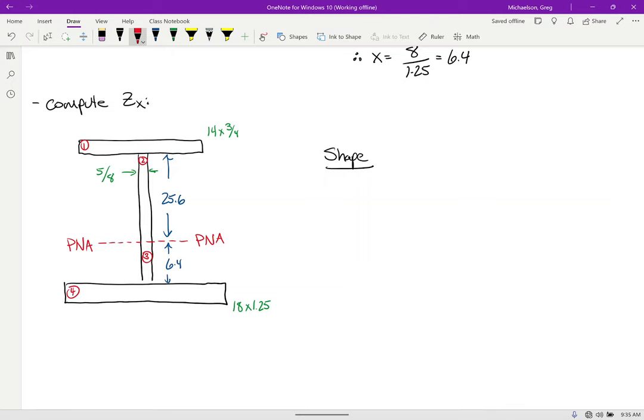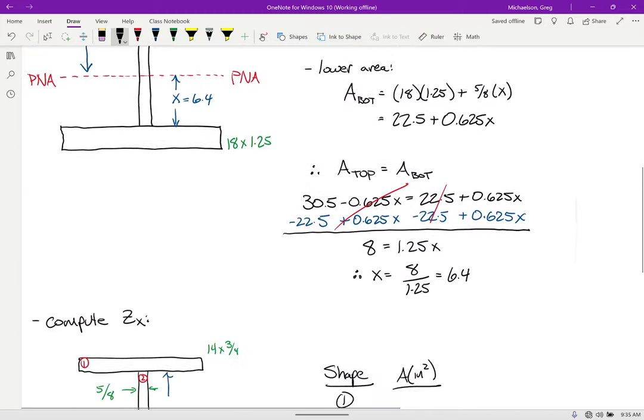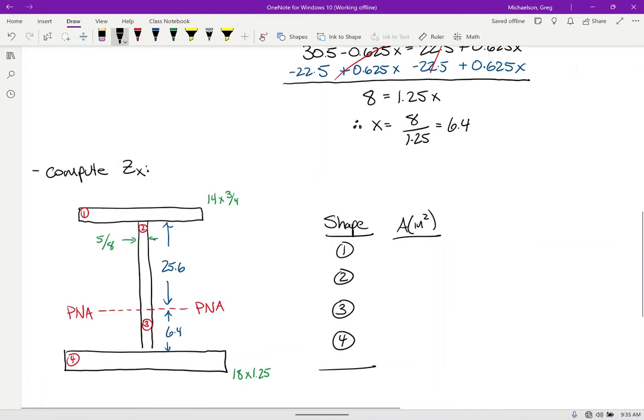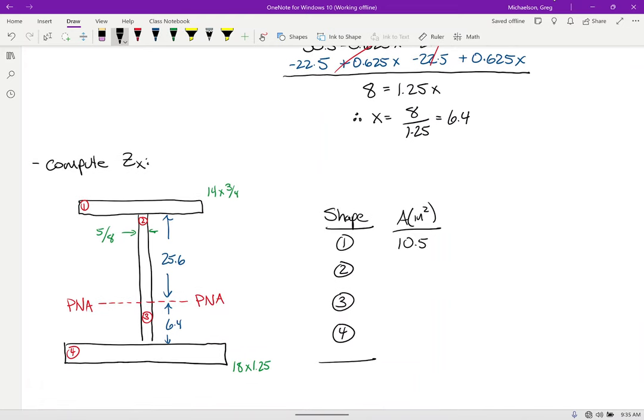Okay. So let's do shape 1, 2, 3, 4. All right, let's do the area first. So let's see. This one and this one, I think we already computed as 10.5 and 22.5. Can somebody check me on that? Just make sure I got that right. I left my notebook upstairs. Okay. All right.